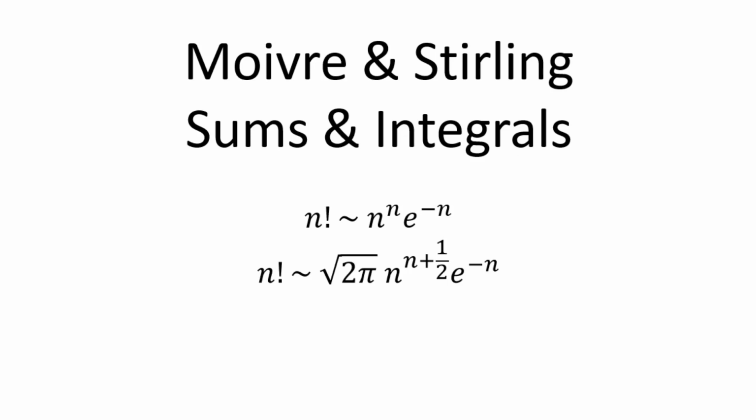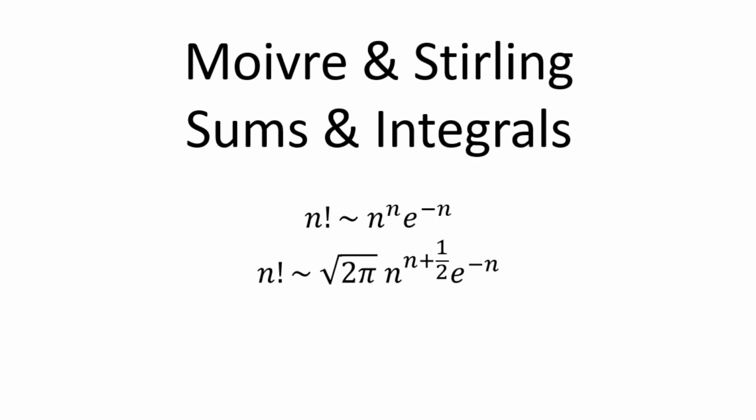Hello! Today we're going to look at the Moivre and Stirling approximation, better known as just the Stirling approximation. And we're going to use this approximation to find some approximations for summations and integrals. There will be a lot of approximating. But first let's look at which approximations we'll use.